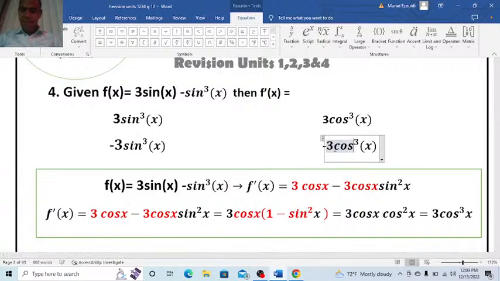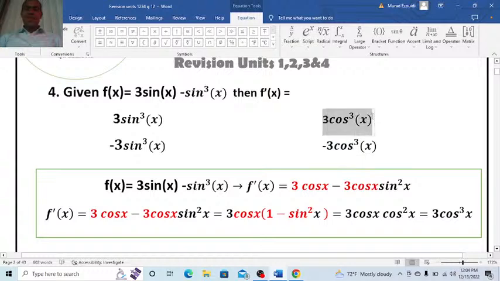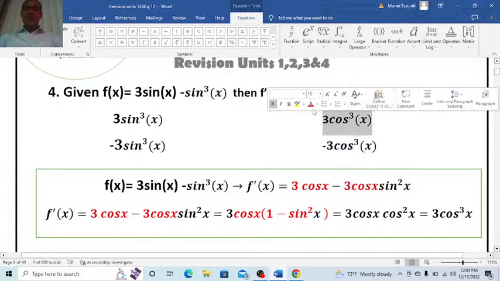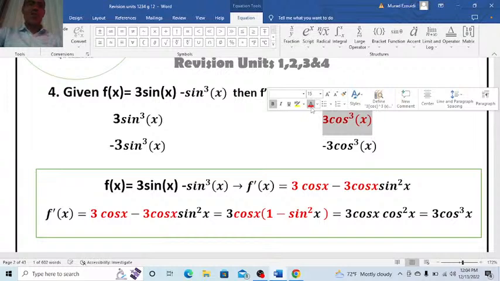Then I will erase this one. So the correct answer, my learners, is this. Okay, please make sure that when you're differentiating your equation, don't forget to use the chain rule.